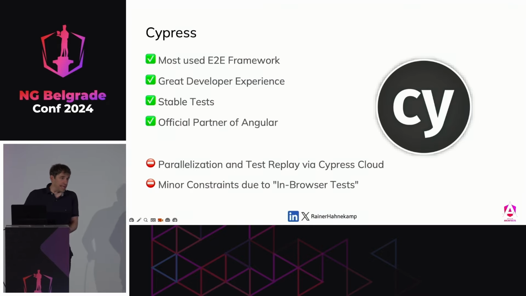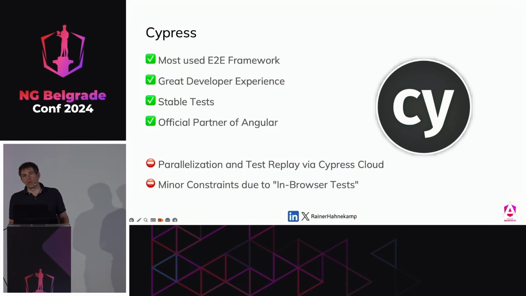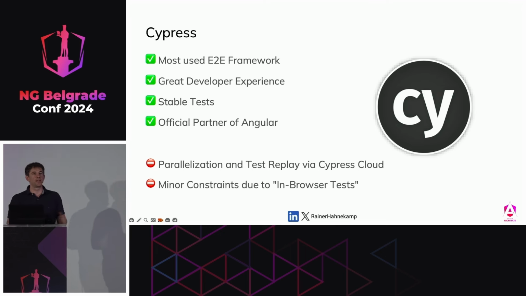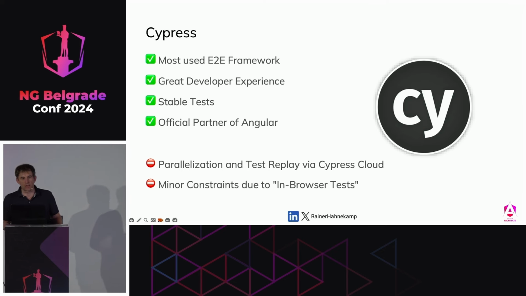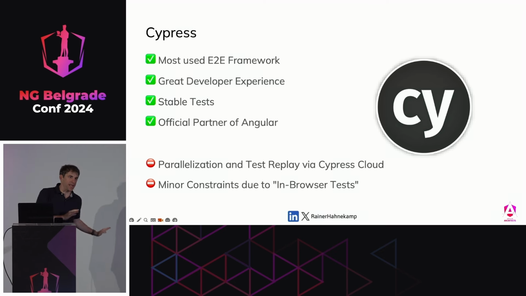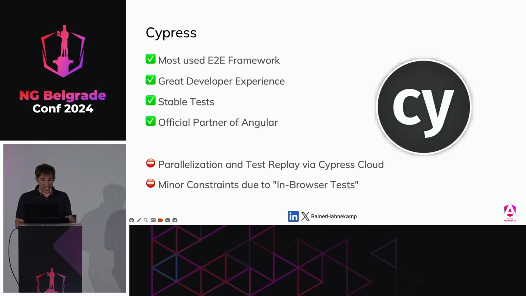And there are some minor constraints when it comes to end-to-end testing, because what Cypress is doing is that the code of the test itself runs as JavaScript inside of the browser. So there are certain things we cannot do because of limitations that we have when JavaScript runs inside of the browser. Typical example, you can't control multiple tabs at once. That's not going to work, and some other tiny things. But in general, it's quite good.